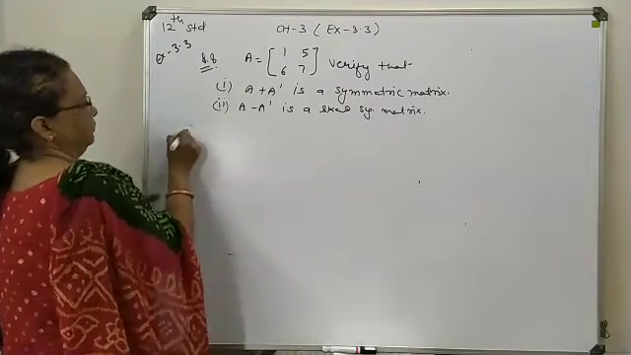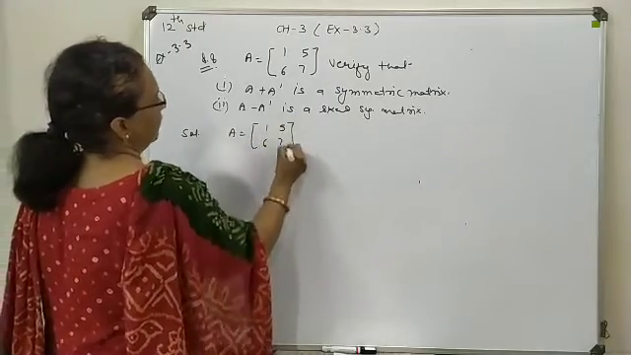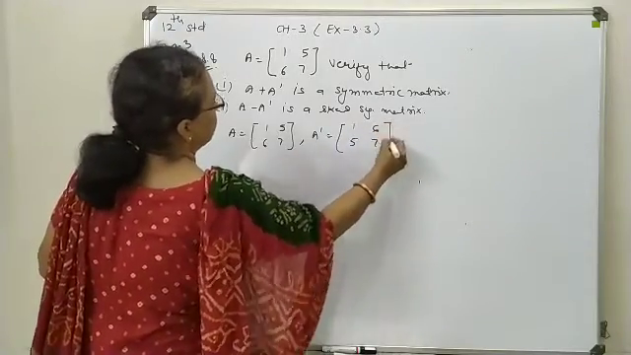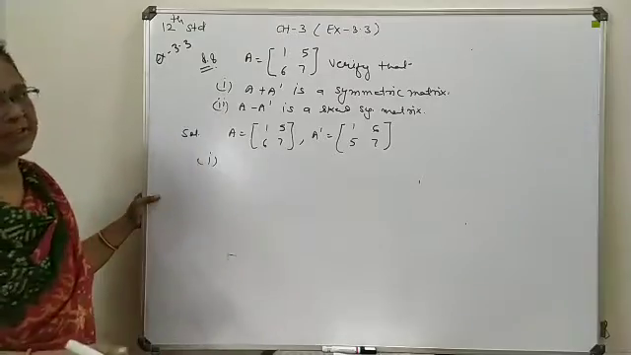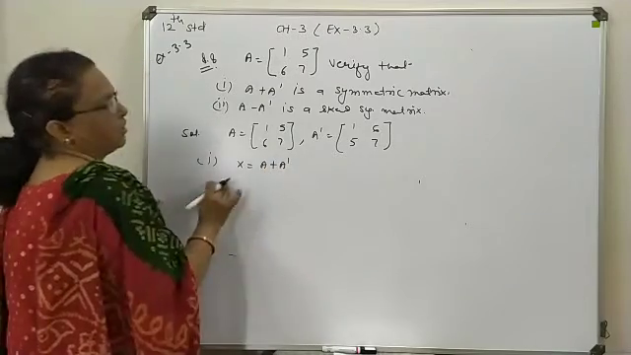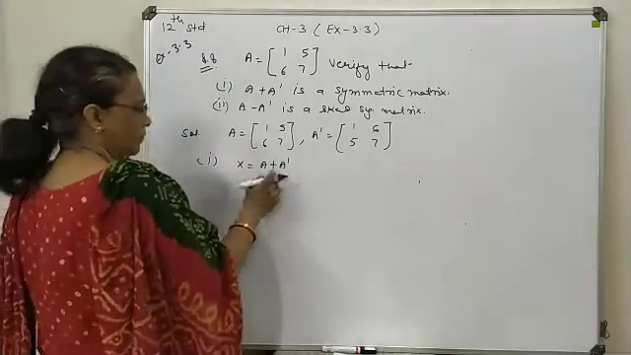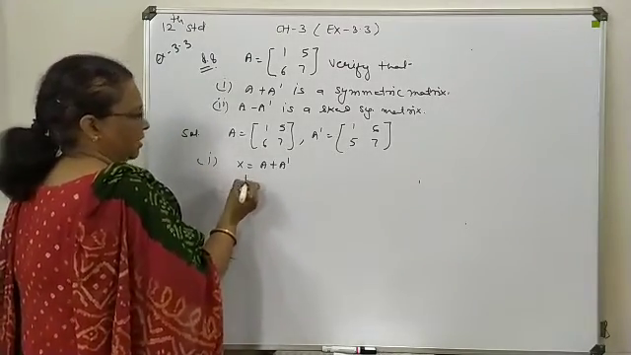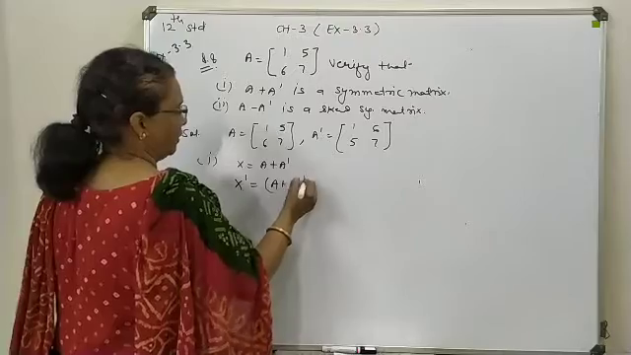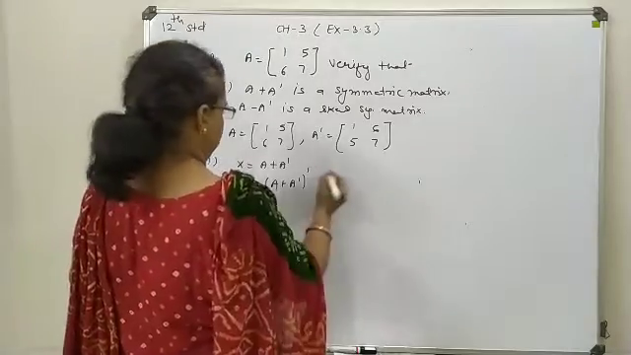So first of all, A is available as 1, 6, 5, 7. A transpose we will write as 1, 5, 6 and 7. Just to go for verification of the first part, let it be X, A plus A transpose. Theoretically we have proved that, with the help of one example you can go for further verification. Now here we will go for the transpose of X, that means A plus A dash, its transpose. So first of all we go for addition of these two as X form.